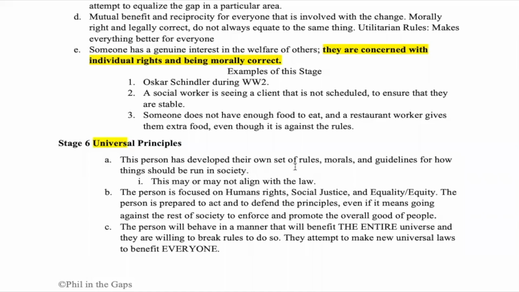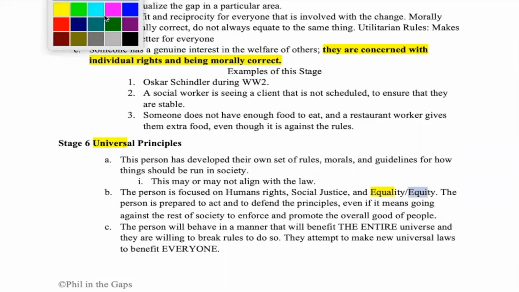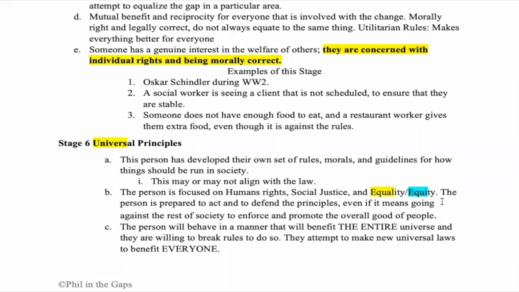So that is where this may or may not align with the law. So the person is focused on human rights, social justice, inequality, and equity. Inequality, key emphasis on equal. Why? Because everybody gets the same thing. Equity, think about equate, because they are going to make it an equation that is going to be balanced. So equality, everybody gets the equal amount. Equity, people get what they need to balance the equation.